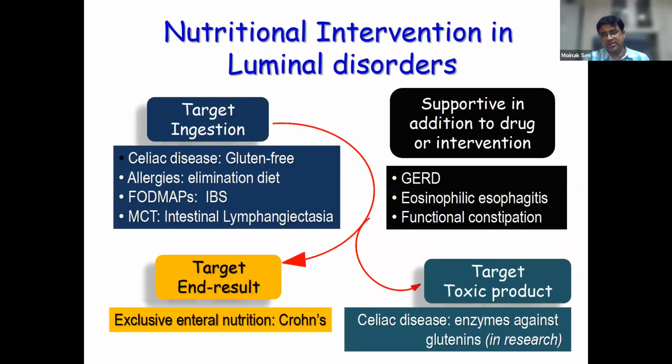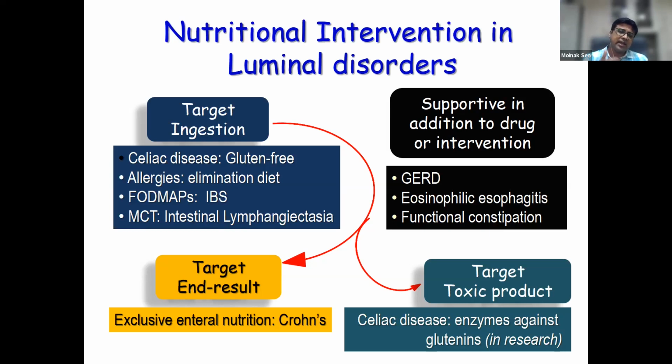What about the luminal diseases? How does that happen? So again, in luminal disorders, either you can target the ingestion. So for example, in celiac disease, you want to give a gluten-free diet. In all kinds of allergies, you want to give an elimination diet. FODMAPs in irritable bowel syndrome, as Dr. Ghoshal has just shown you. Medium chain triglycerides in intestinal lymphangiectasia.